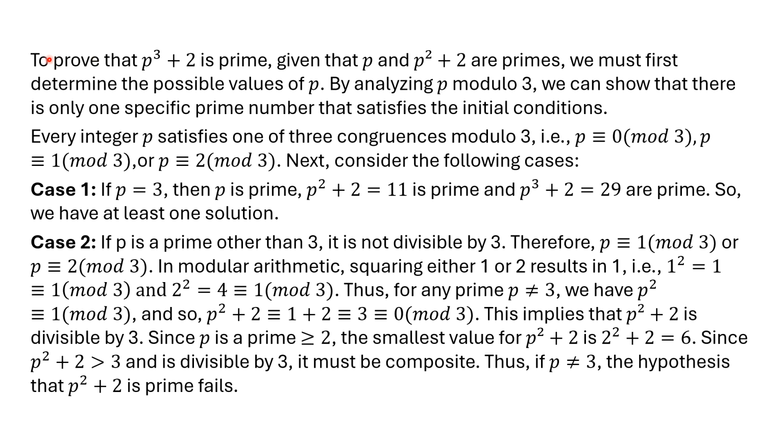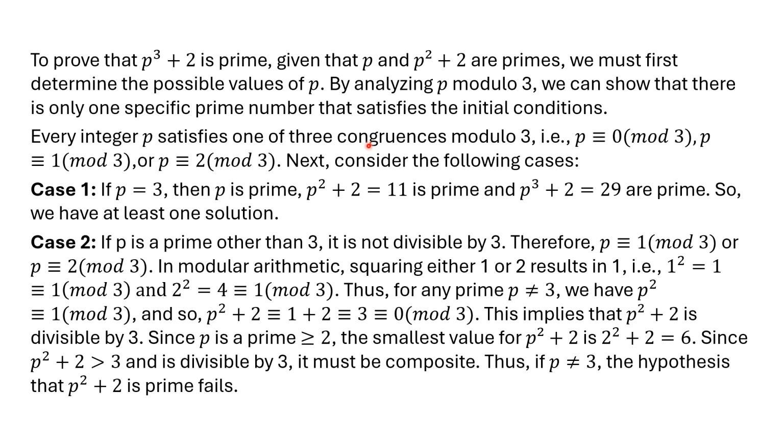So let me point to this here. To prove that p cubed plus 2 is prime, given p and p squared plus 2 are primes, we must first determine the possible values of p. So that's the trick to this problem. By analyzing p modulo 3, we can show there is only one specific prime number that satisfies the initial conditions. Every integer p satisfies one of 3 congruences. Either it's congruent to 0 mod 3, 1 mod 3, or 2 mod 3.